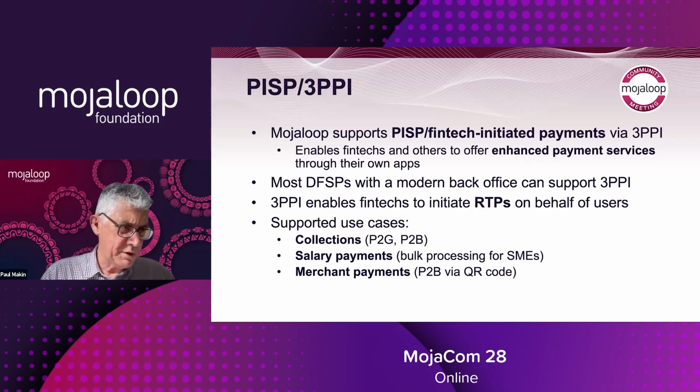Most DFSPs connected to a Mojaloop Hub can support 3PPI services if they have a reasonably modern back office. A fintech can use the 3PPI service to initiate a request to pay on behalf of users, and the supported use cases, these are just examples: collections, as I've mentioned before, salary processing, so that could be bulk payments lists for an SME, or merchant payments even. You can do P2B via QR code.